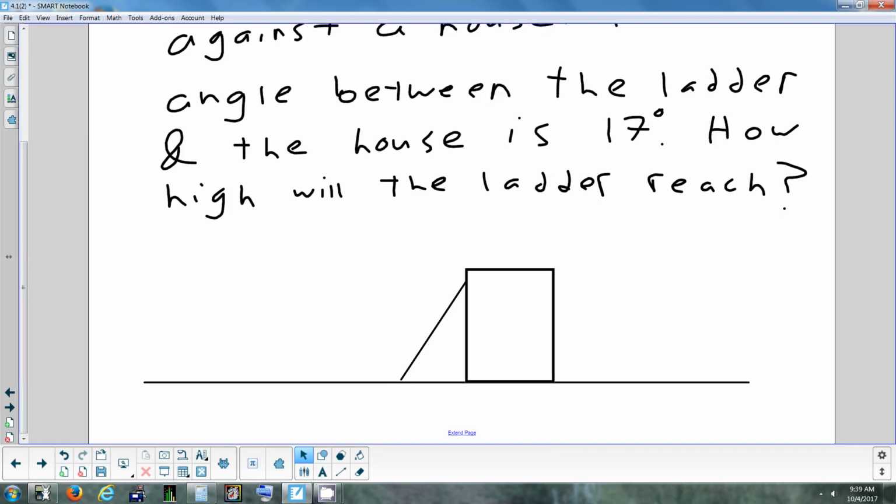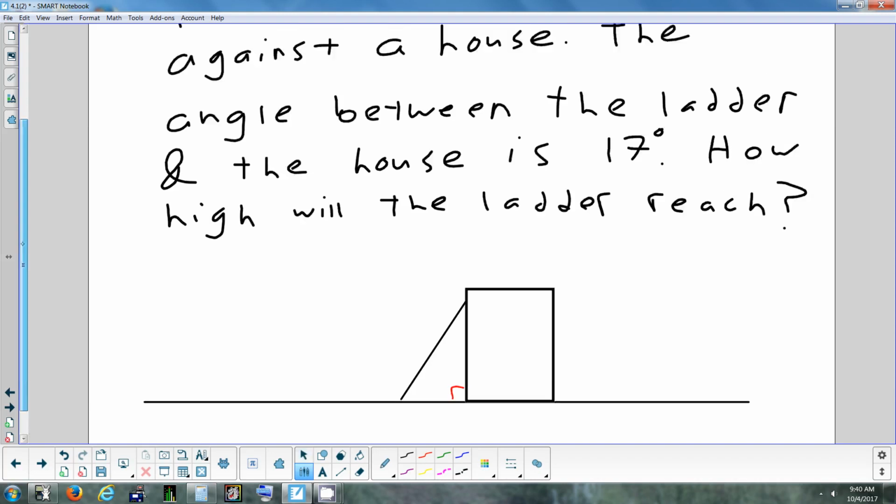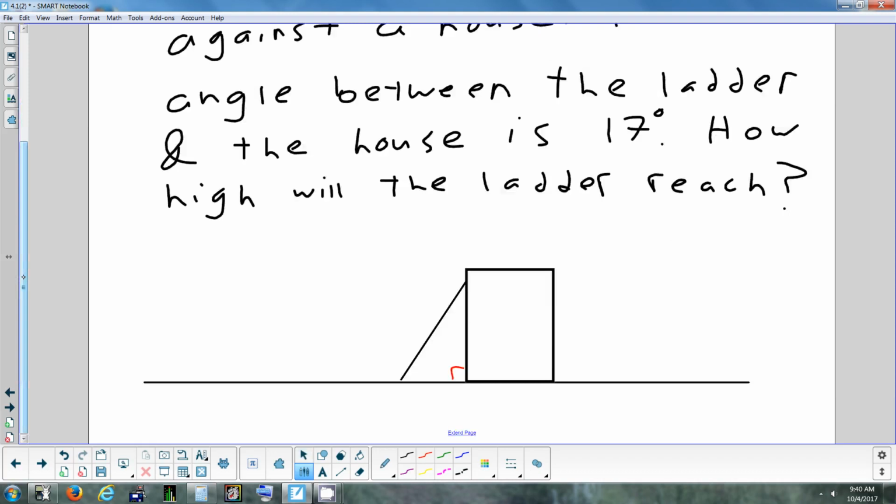What assumption do you think I'm going to make about the house? Because if we don't make this assumption, we can't do it with what we learned this week. Yeah? We're going to assume that the walls are perpendicular to the ground. There are some buildings where that's not true, like the Leaning Tower of Pisa, but we're going to assume that this building is not leaning. It's straight to the ground.